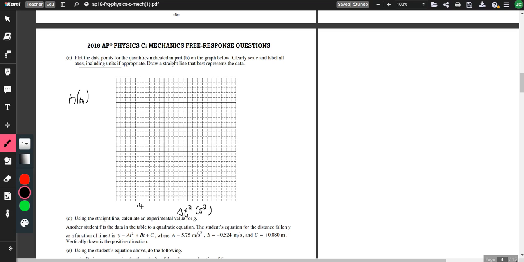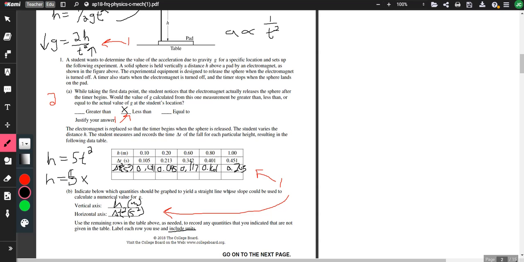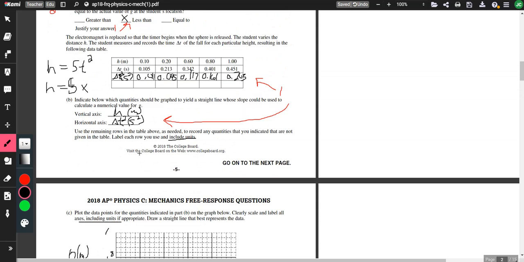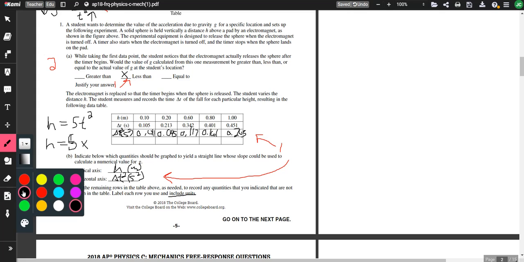So this could be 0.05, 0.1, 0.15, 0.2, 0.25. And then the height goes all the way up to 1, so this could be 2, 4, 6, 8, 1.